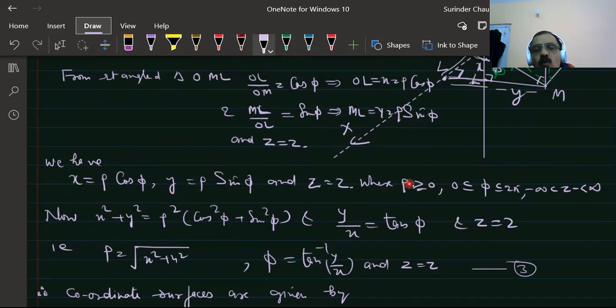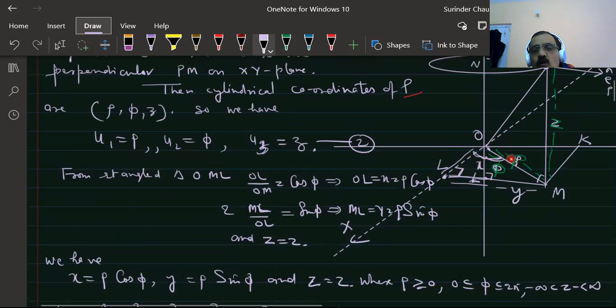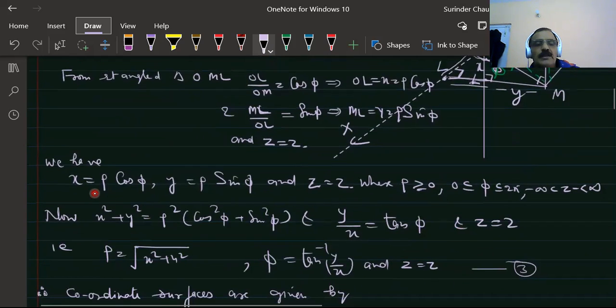Now, rho varies from 0 to infinity. And phi varies in the x-y plane; one complete rotation means phi varies from 0 to 2 pi. And z is from minus infinity to plus infinity. These are the coordinates, and this is the relation between the Cartesian and cylindrical polar coordinates. Now let's convert x, y, z and find the equation of the surfaces in cylindrical coordinates.